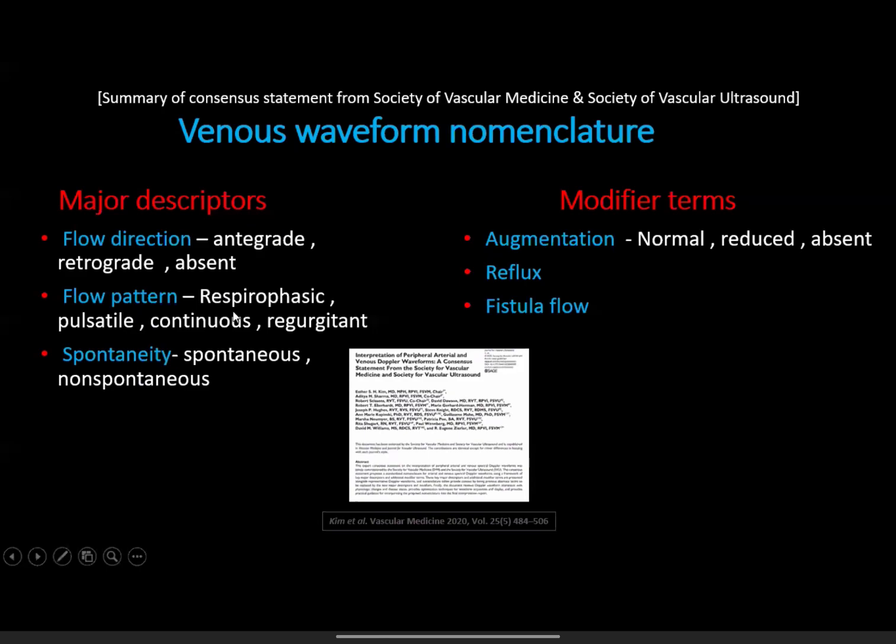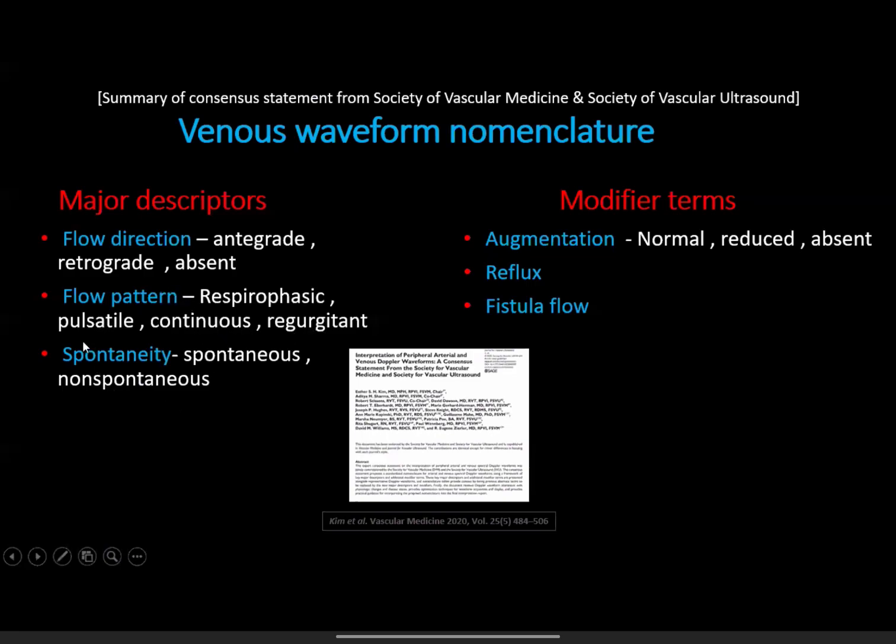Flow pattern can show some phasicity, which is very important. It is respirophasicity, because the mechanism of respiration involves pressure changes within the thoracic cavity as well as in the abdominal cavity, leading to some changes within the flow pattern of the venous system. Or flow can be pulsatile, or flow can be continuous without any phasicity or any pulsation, or it can be regurgitant, showing reflux within the cycle.